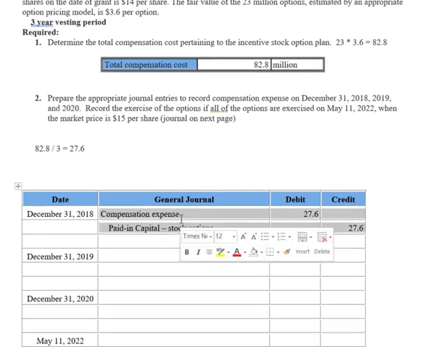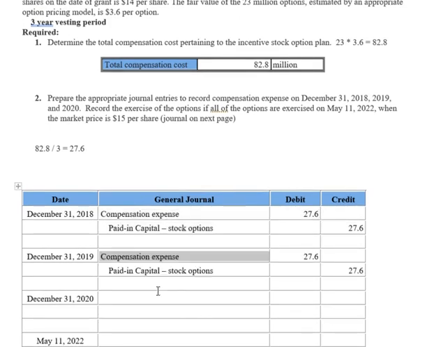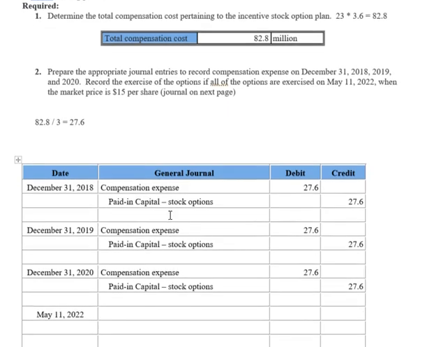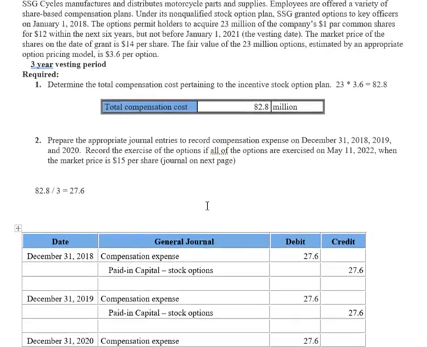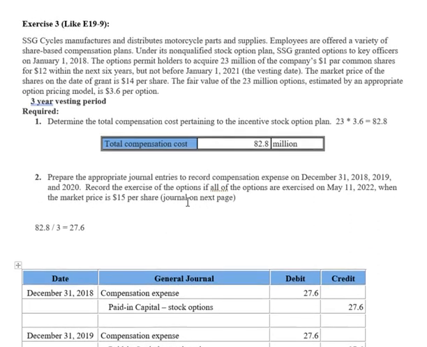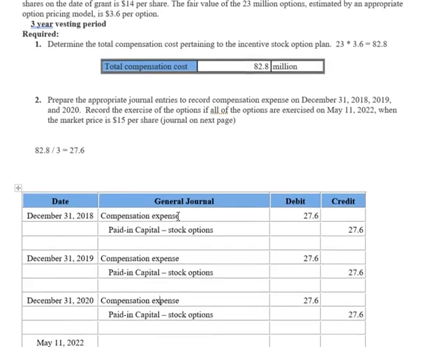Well, what's going to be our future entries? They're going to be the exact same, assuming no expectations of forfeiture during that period of time. In other words, we expect all the employees that have this option will remain for at least 3 years. So we're going to record all of those entries exactly the same over that 3-year period. All right, so not too bad. Stock options are not too difficult to account for when we break it down to just the bottom line pieces.